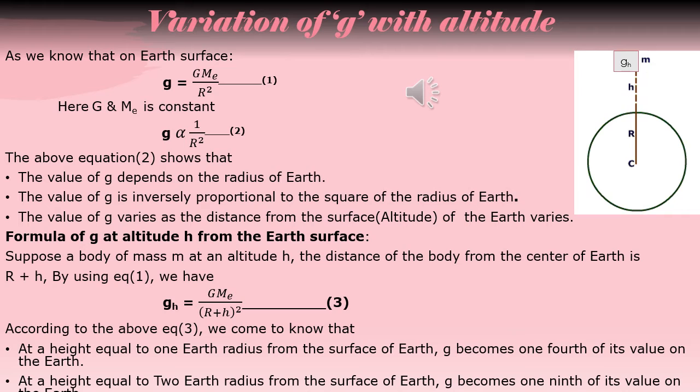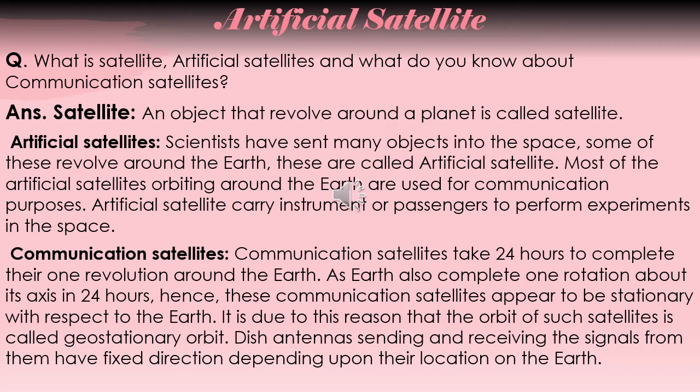According to the above equation 3, we come to know that at a height equal to 1 Earth radius from the surface of Earth, g becomes 1/4 of its value on the Earth. At a height equal to 2 Earth radius from the surface of Earth, g becomes 1/9 of its value on the Earth.